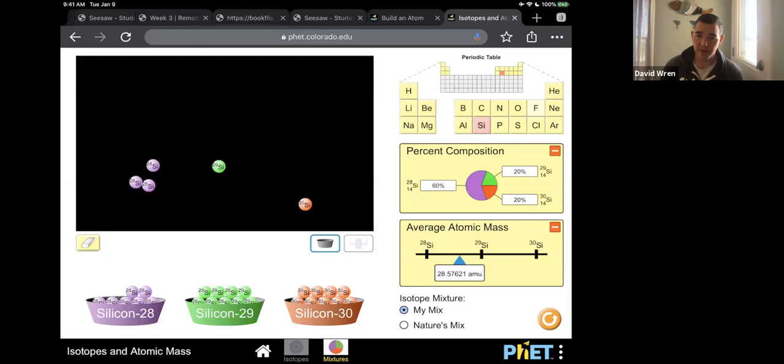That's the point of that question, showing you that the weighted average is just multiplying the percent abundance as a decimal, like 0.60, multiplied by 28, and then add that to 0.2 times 29 plus 0.2 times 30. You add those 3 up and you get 28.57621. So this is getting you to explore that idea mathematically, but visually.